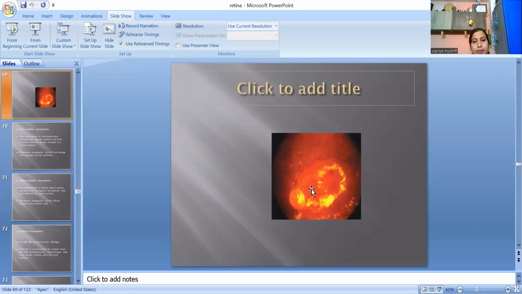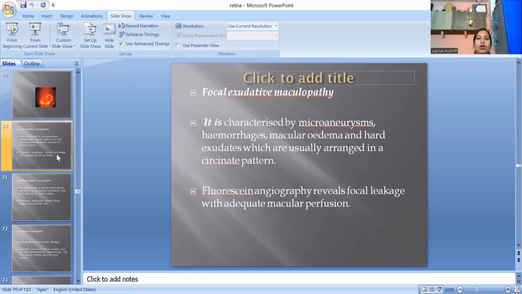So this is how circinate retinopathy or diabetic retinopathy is seen here. Hard exudates are located in a circinate pattern. Focal exudative maculopathy is characterized by microaneurysms, hemorrhages, macular edema, and hard exudate, which are usually arranged in a circinate pattern. So I have shown you the picture. Now the fluorescein angiography reveals focal leakage with adequate macular perfusion. So the treatment of focal exudative maculopathy is focal macular laser.